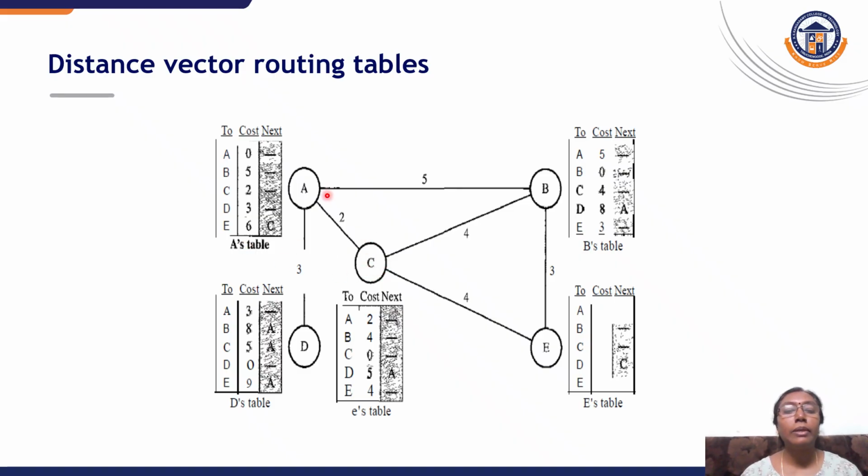So what is the distance from A to E? The minimum distance through C is 2 plus 4, which is 6. But if we go through B, the distance will be 5 plus 3, which is 8. So with C, the minimum distance will be 6. So we have the final table through this algorithm. A's final table for A to E will be through C with minimum distance 6. Similarly, the routing tables for each of the other nodes will be calculated.